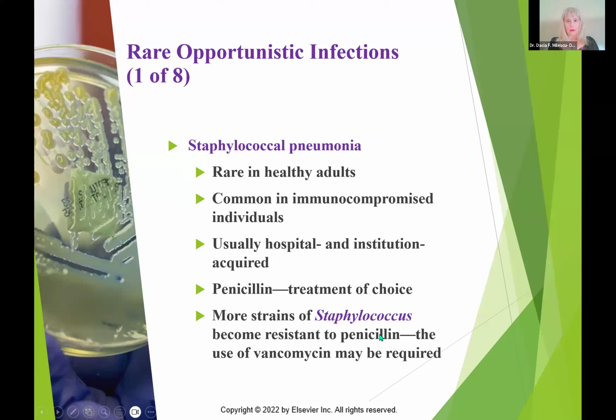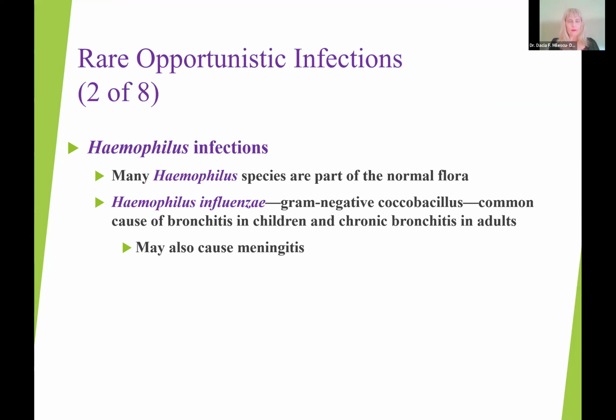So staphylococcal pneumonia is rare in healthy adults. It's common in immunocompromised individuals, usually hospital and institutionally acquired. Penicillin is the treatment of choice, although there is resistance now. So since more strains of Staphylococcus have become resistant to penicillin, the use of vancomycin may be required. And if that doesn't work, we go to daptomycin, Cubicin, all that. We've talked about that previously, right?